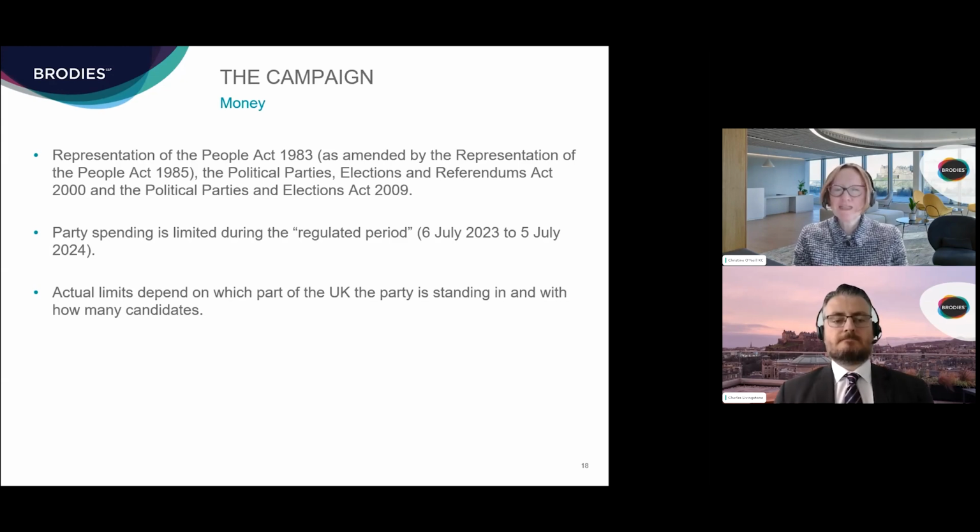So you may not know exactly what the regulated period is until the general election is in fact called, because it tends to be 365 days ahead, or perhaps this year 366 days ahead of the election. Charles is querying my maths, but can no doubt come back. In any event, the actual limit on what you can spend if you're a political party depends on which part of the UK you're standing in and how many candidates you have.